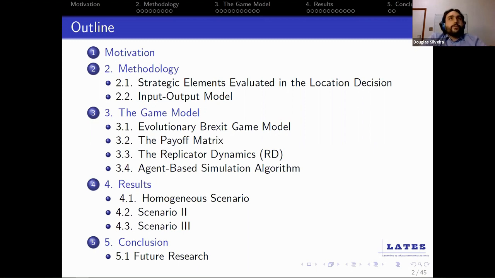And I will also introduce the Payoff Matrix, and show some intuitions behind the Replicator Dynamics, which is based on a system of ordinary differential equations. And then I will combine this approach with the agent-based simulation algorithms. Then I will move to the results section, in which we have different scenarios to discuss whether firms will decide to locate, considering different European Union countries. And then I will finally offer a brief conclusion and also point to future research.